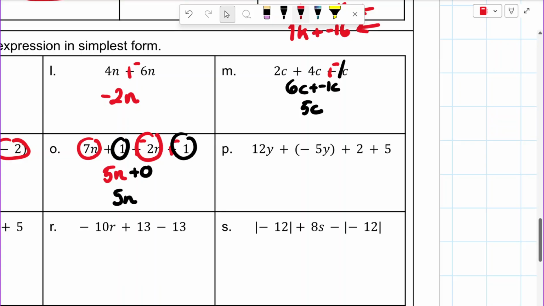These ones have all plus signs already, so we're going to put our y terms together. 12y and negative 5y. We have more positives than we have negatives, and so that's going to be 7y's. And 2 plus 5 is 7. And that is it. Can't combine them because they are not like terms.